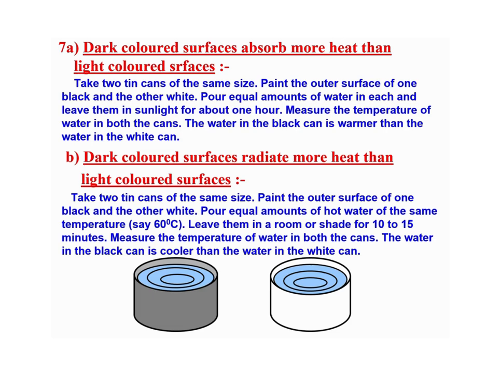Take two tin cans of the same size. Paint the outer surface of one black and the other white. Pour equal amount of hot water of the same temperature, say 60 degrees Celsius. Leave them in a room or shade for 10 to 15 minutes. Measure the temperature of water in both the cans. The water in the black can is cooler than the water in the white can.